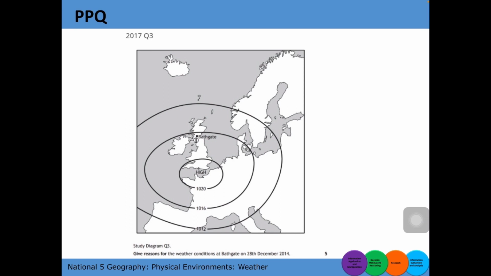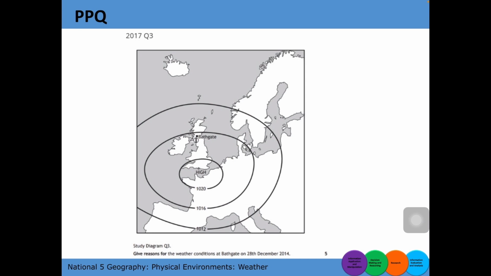The present weather is sunny. So we see in the diagram there's actually no symbols. Remember, no symbol means sunny. The present weather is sunny. This is because the lack of clouds means there is nothing to impede sunlight from reaching the ground surface. The wind direction is from the west. This is because winds move clockwise in an anticyclone.